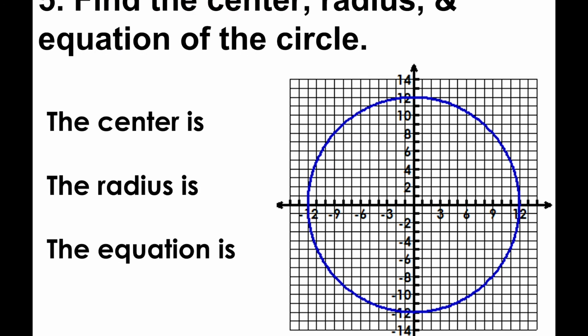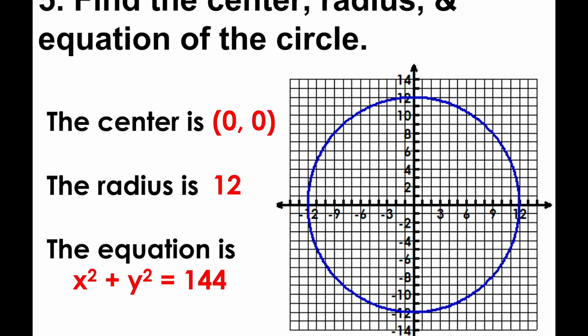Okay, so this time we're given the circle and we're asked to find the center, the radius and the equation of the circle. We can see here that the center of our circle is 0, 0. Our radius, our distance from our center to our circle, is 12, and therefore my equation of the circle is x squared plus y squared equals 12 squared, which gives us 144.